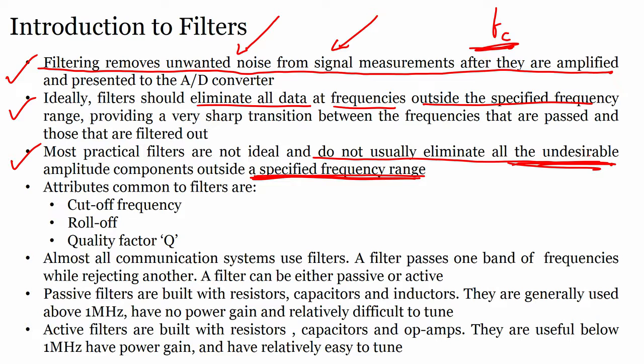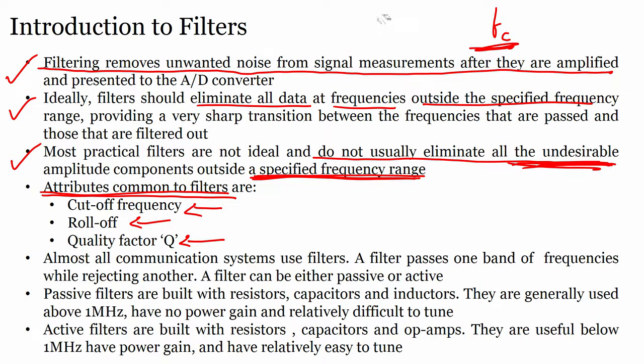That is the ideal case, and that is a practical case. In the ideal case, all the undesirable signal will be removed; in the practical case, undesirable signals may not be removed. So, the attributes common to filters are: A, cutoff frequency, B, roll off, and C, quality factor. Very important, extremely important. Why?